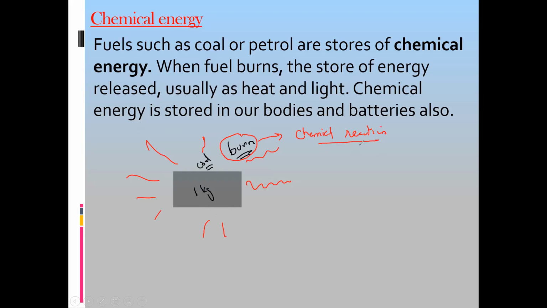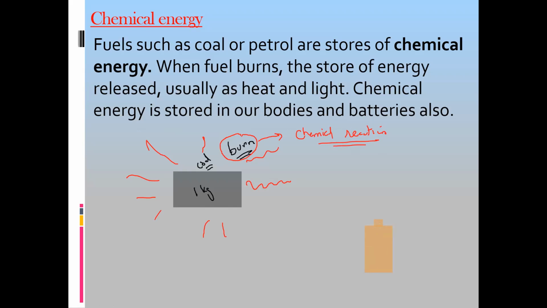So when we release energy from anything by a chemical reaction, we call that energy chemical energy. We say that the object has chemical energy. Same way, the batteries, the cells which you are using in a remote control.